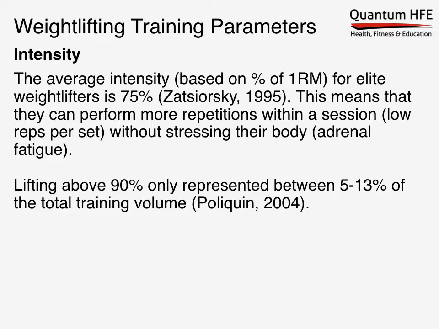Intensity, well, the average intensity based on a percentage of 1 rep max, even for elite weightlifters, is usually about 75%. So even if you're an elite weightlifter, you're not trying to lift the heaviest weight on every repetition you do. And this means, because they're keeping it at a sub-maximal load, that they can perform more repetitions within a session, even though they are keeping it low reps per set, without stressing their body and going into a kind of adrenal fatigue state. We really only see lifting above 90% represented a very small amount of the time, about 5 to 13% of the total training volume.